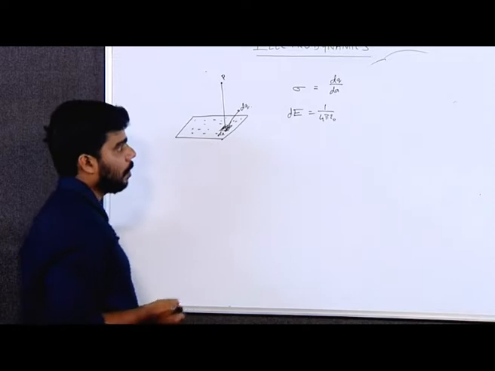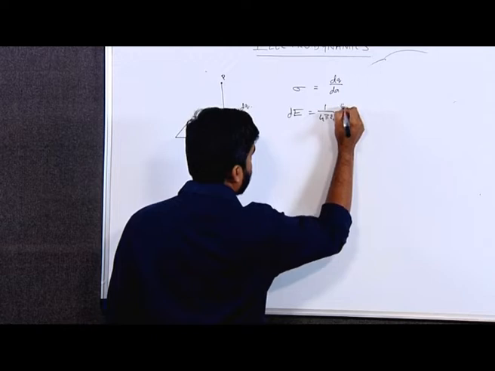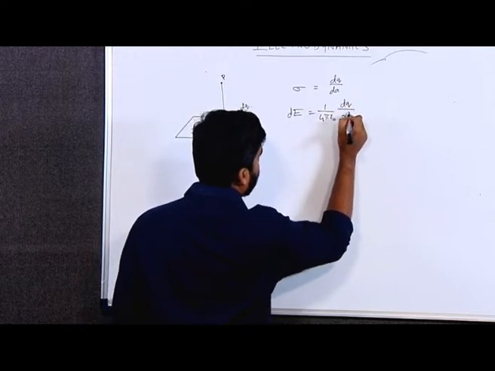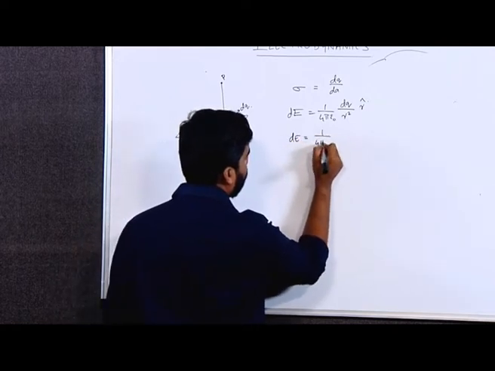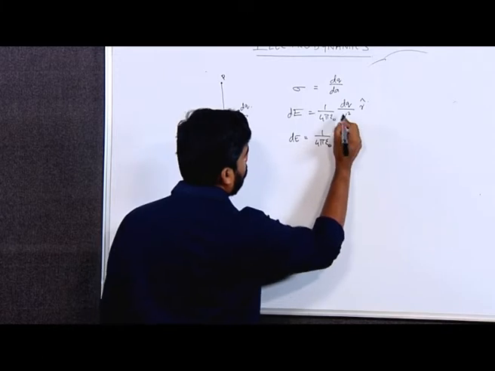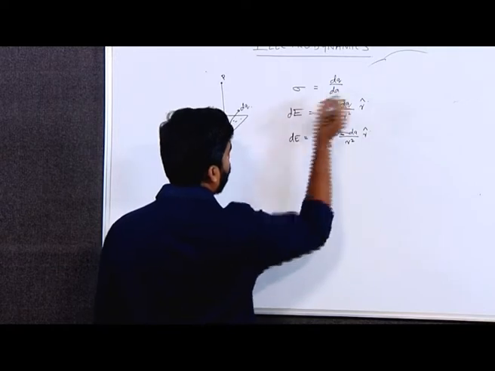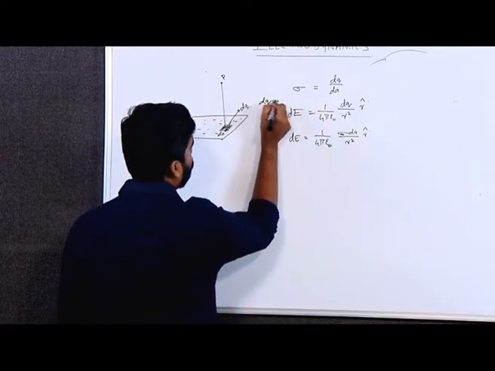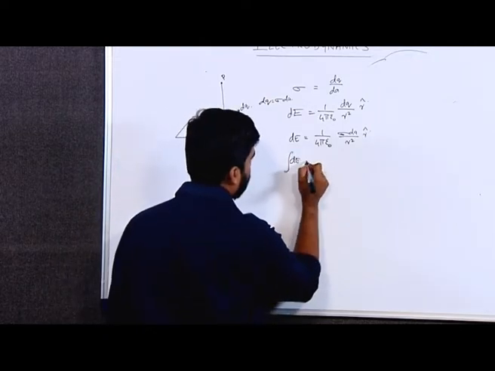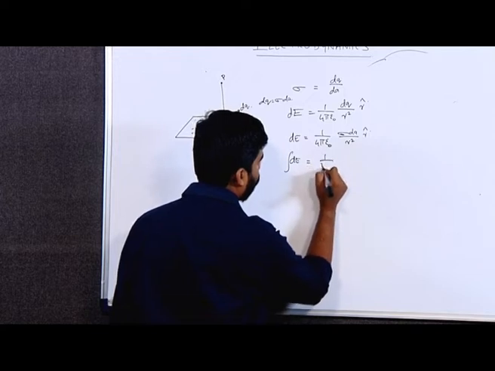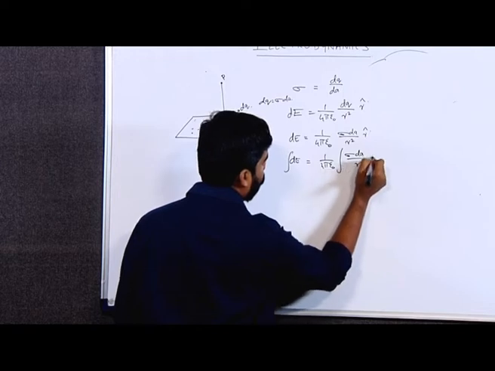charge distribution is equal to 1 by 4 pi epsilon 0 integral, before integral we will write dq by r square into r cap. So dE is equal to 1 by 4 pi epsilon 0 sigma dA by r square into r cap. I am substituting what dq is here, dq is equal to sigma dA. So the total integral E is equal to 1 by 4 pi epsilon 0 integral sigma dA by r square into r cap.